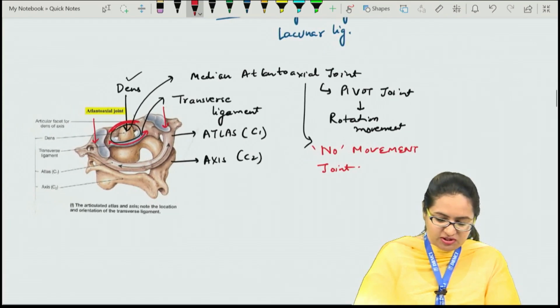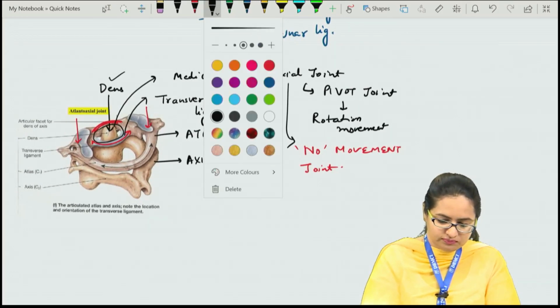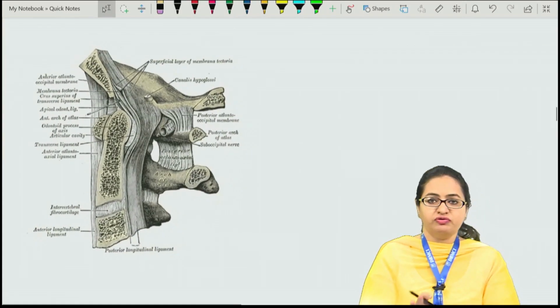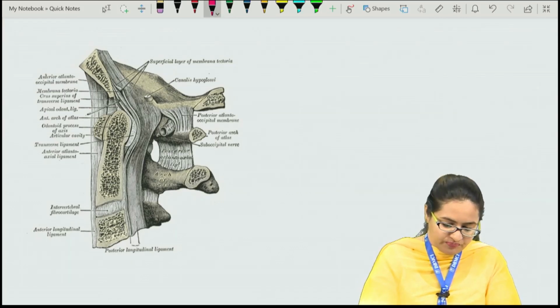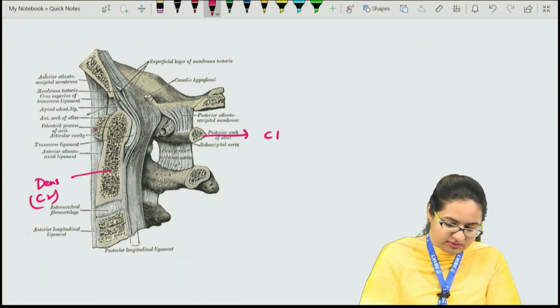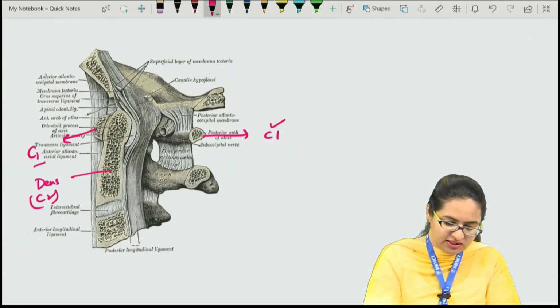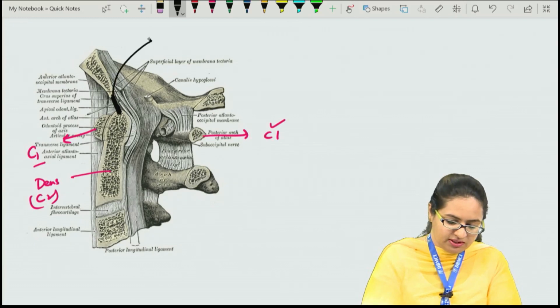Now the rest of the ligaments present at this level. This is a picture in which half of the vertebrae have been removed so as to show the ligaments. This is the dens of C2, and this bone is C1. This is the anterior arch of C1, and this is the posterior arch of C1. The ligament from the tip of the odontoid process to the anterior aspect of the foramen magnum is the apical ligament.